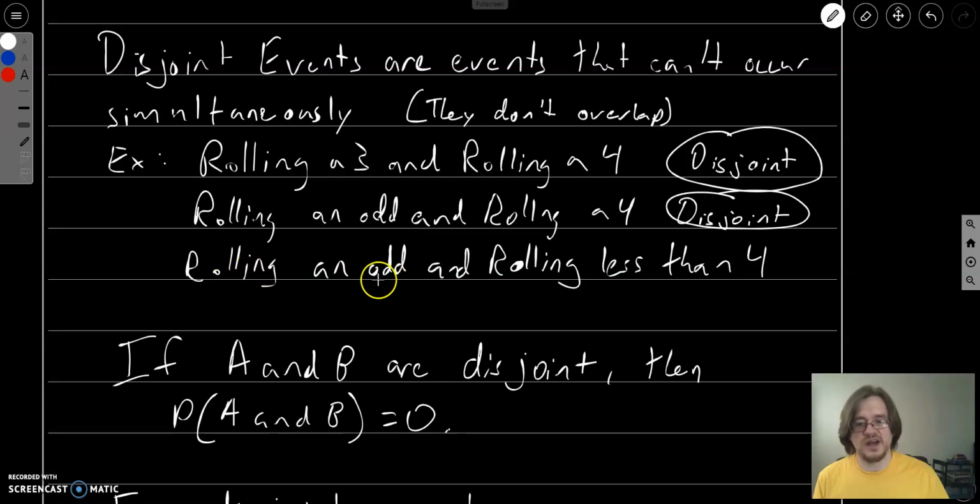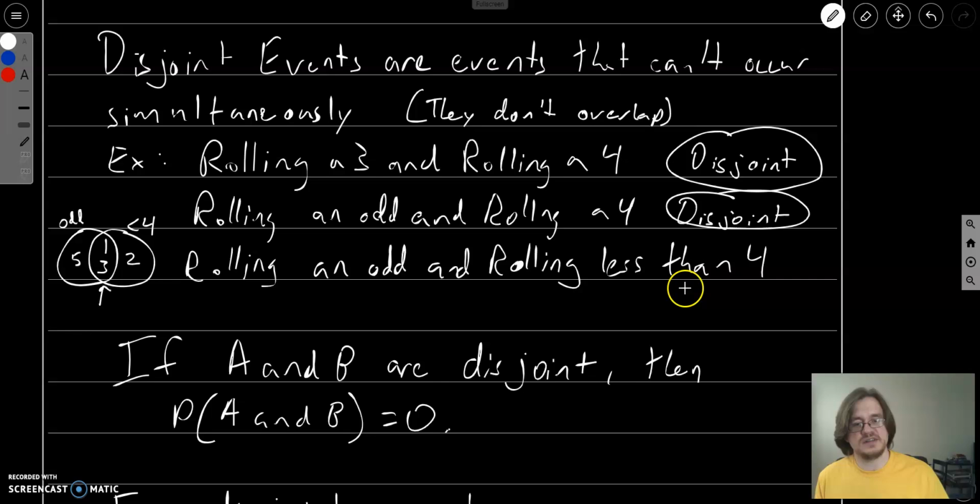And then we could talk about rolling an odd number and rolling less than a 4. So I think it'll be easiest to sort of draw a picture here. What are the ways that we can roll an odd number? Well, we can roll an odd number by rolling a 1, a 3, or a 5. But what are all the ways of rolling less than a 4? Well, we could roll a 1, a 2, or a 3. So over here we have all of the odd numbers, and over here we have all the numbers that are less than 4, and we see they overlap. So these are not disjoint.